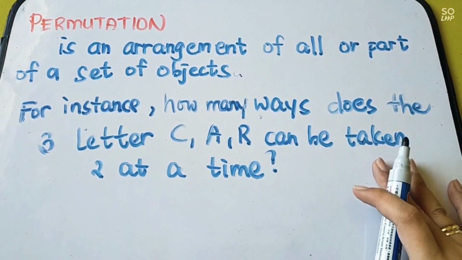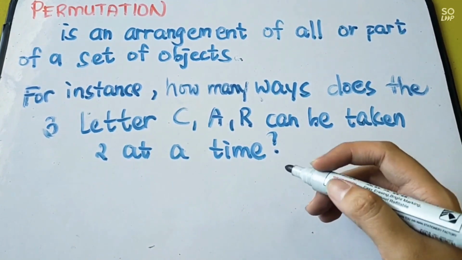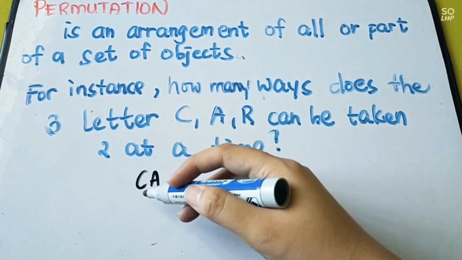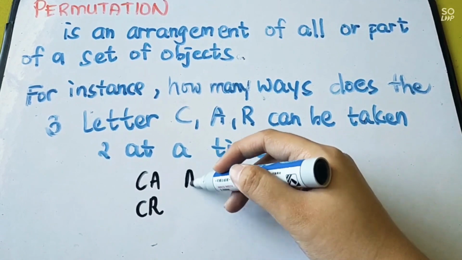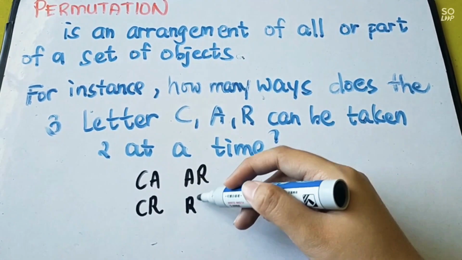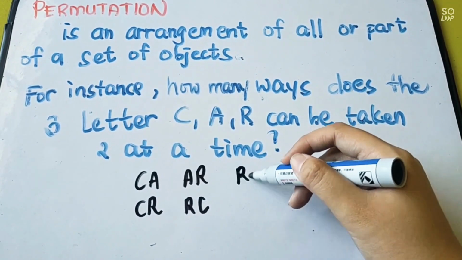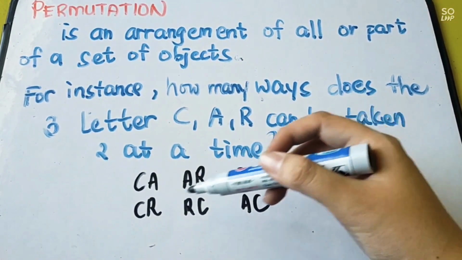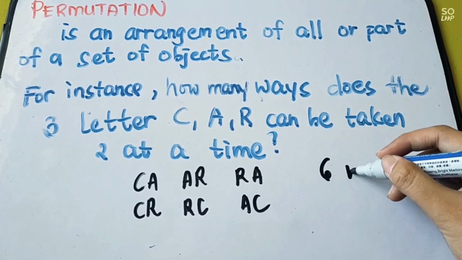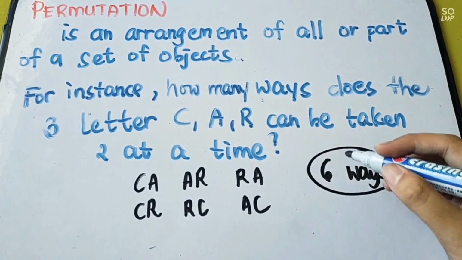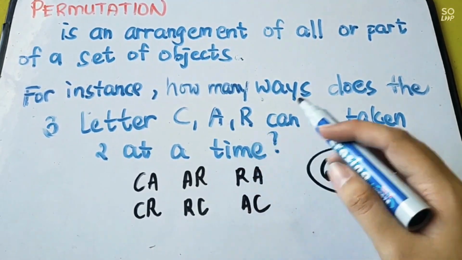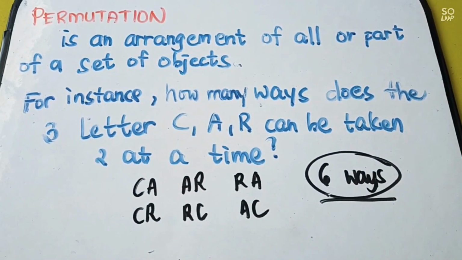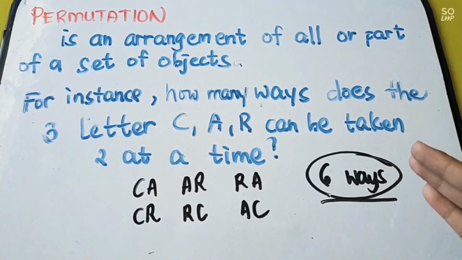So, let us list the 2 letters that we can take from C, A, and R. We have CA, CR, AR, RC, it can be reversed, we have RA, and we have AC. So, how many? We have 1, 2, 3, 4, 5, 6. So, we have 6 ways. So, the permutation of 3 letters taken 2 at a time is 6. Is it clear? That is permutation according to the arrangement of objects.